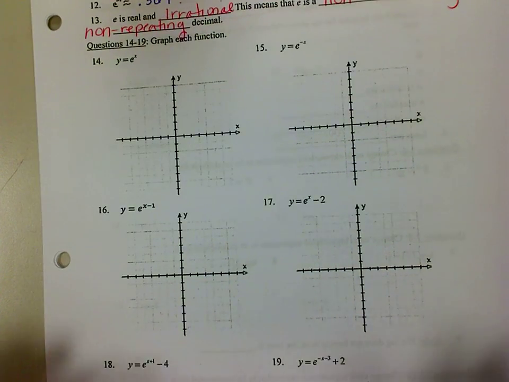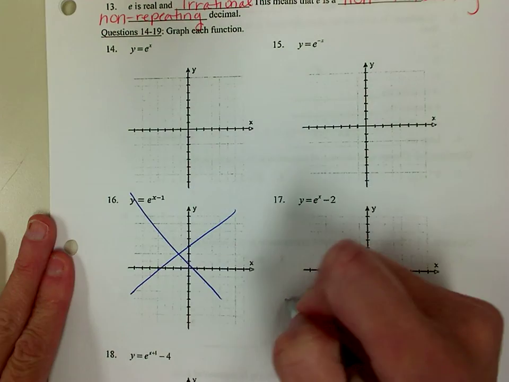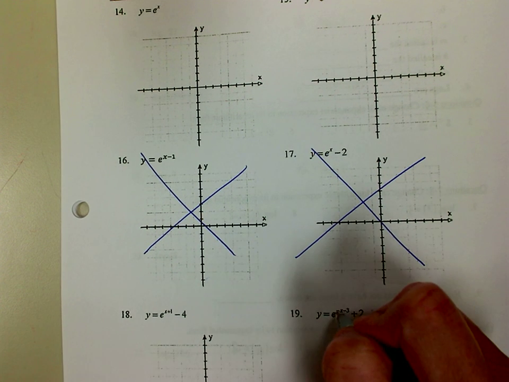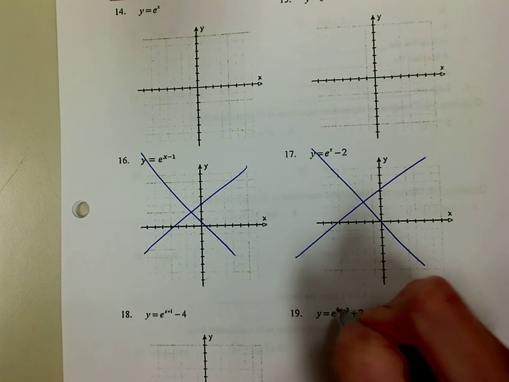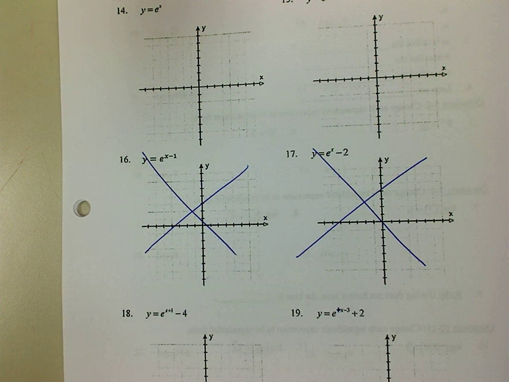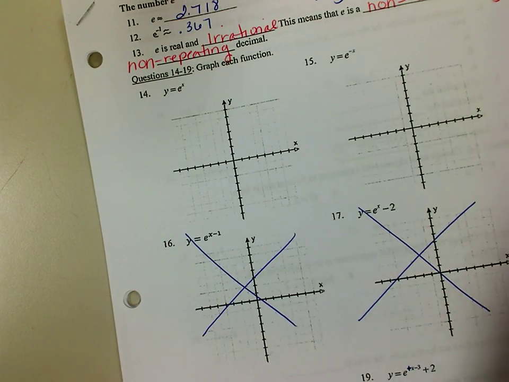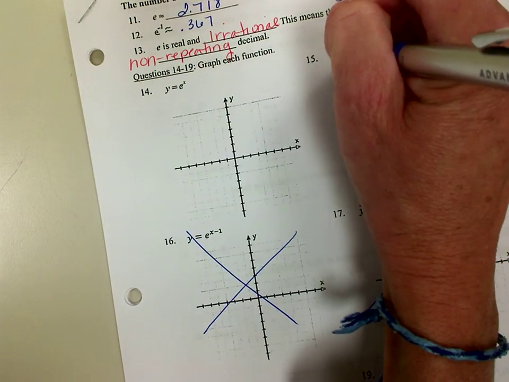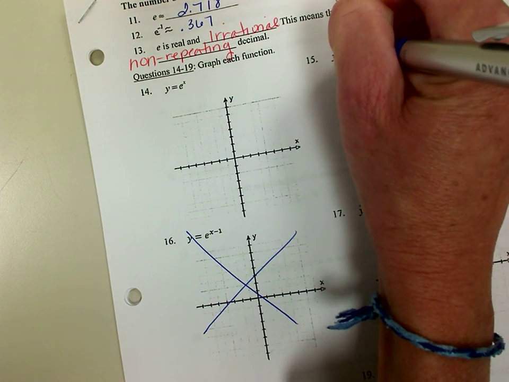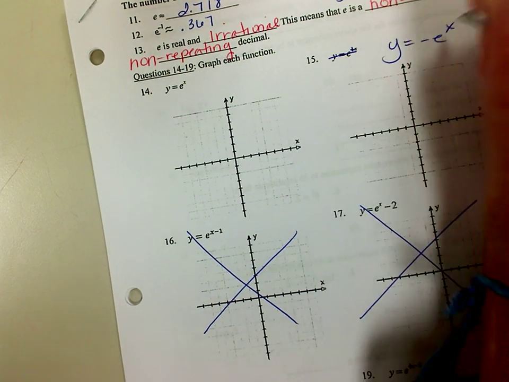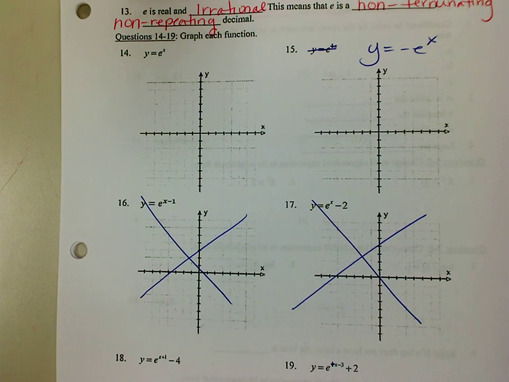Okay, let's go ahead and cross off 16 and 17. And then on 19, this should be a positive sign, now that I see that. Okay, and I'm going to change 15 as well. I'm going to make this be a negative out in front. Let me just rewrite it. Okay, 15 should look like that.